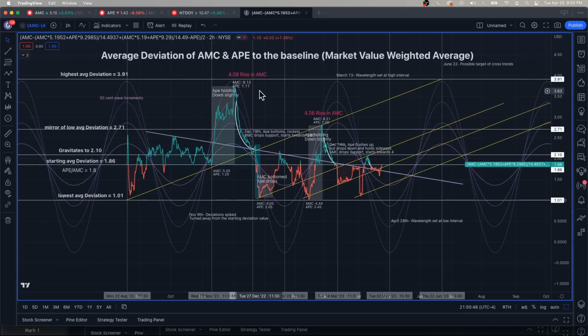Is it possible AMC runs without APE? Sure, it's possible. Does it make sense? Well, the highest deviation they've ever had was $3.75 on average away from the average, which was when AMC was 9 and APE was 1. So is it possible that AMC could run really far and APE could not run as far and then you have this massive deviation? Sure.